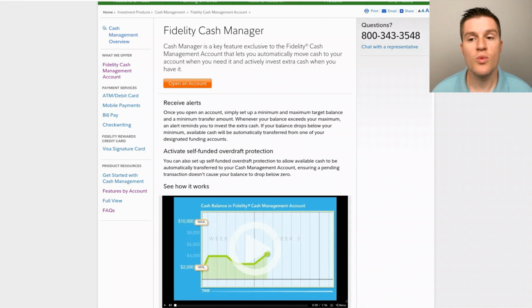The last feature is what people are more familiar with in traditional banking, and that is the self-funded overdraft protection. What that does is allow cash to be automatically transferred to your cash management account through an existing Fidelity account, like a brokerage account, and makes it so that you will never drop below zero. So it's a really unique perspective. For example, I have done this where I have zero in my cash management account. I set up direct deposit with my brokerage account.